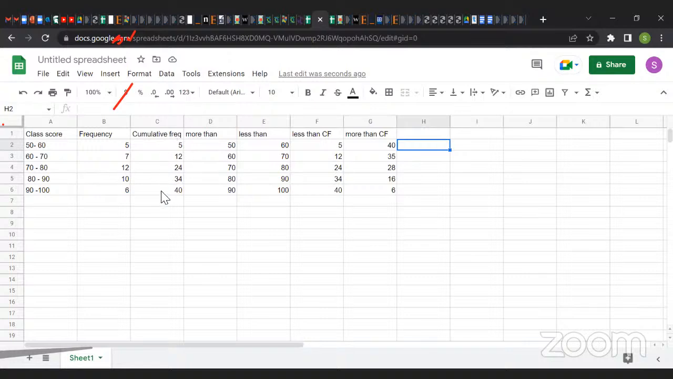So calculate the cumulative frequency, and from that you get the ogive, the less than and more than ogive. You calculate the cumulative frequency, and then you make the ogive chart by highlighting the more than class score and the more than cumulative frequency, and then create a chart. For less than, you highlight the less than class score, and then highlight the less than cumulative frequency, and then you create the chart.